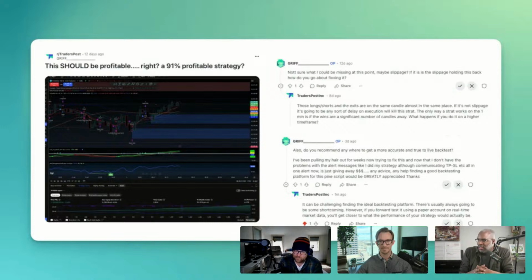The answer we provided was that those longs, shorts and the exits are on the same candle, almost at the same place. If it's not slippage, any sort of delay on execution will kill the strat. The only way the strat works on the 1 minute is if the wins are a significant number of candles away. What happens if you do it on a higher time frame? John, was that you who answered this? That was a good answer. Yeah, accurate.